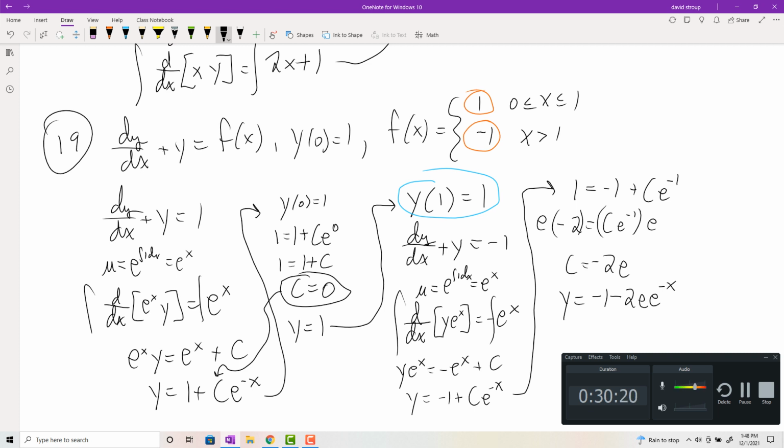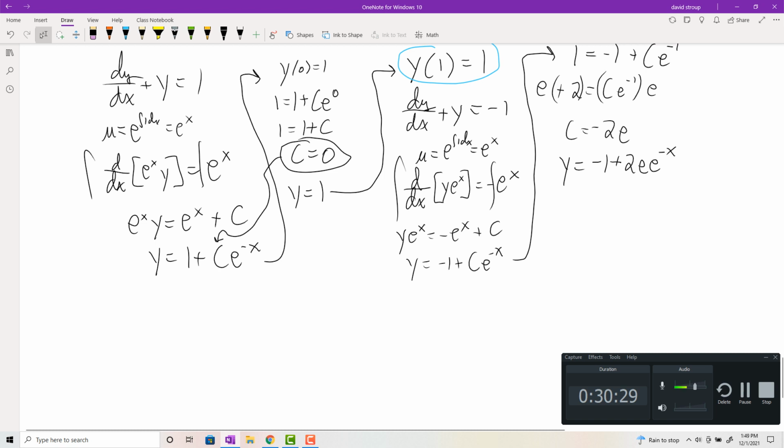Or if you would rather, and it seems like I made a mistake, it should be plus 2 up here. So this is plus 2. So at the end of the day, let's rewrite this because it looks a little weird with the e times e to the negative x. It's really e to the 1 times e to the negative x. So that'll be negative 1 plus 2e to the 1 minus x.